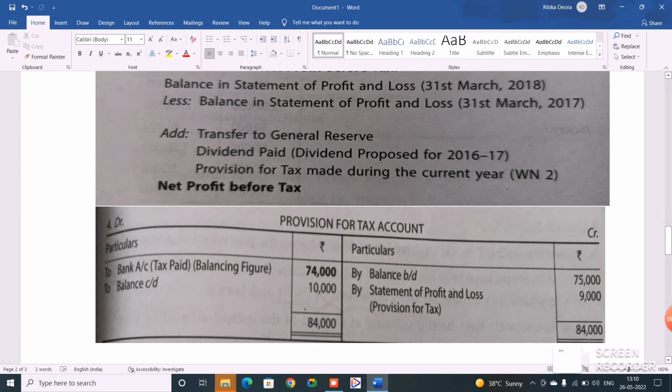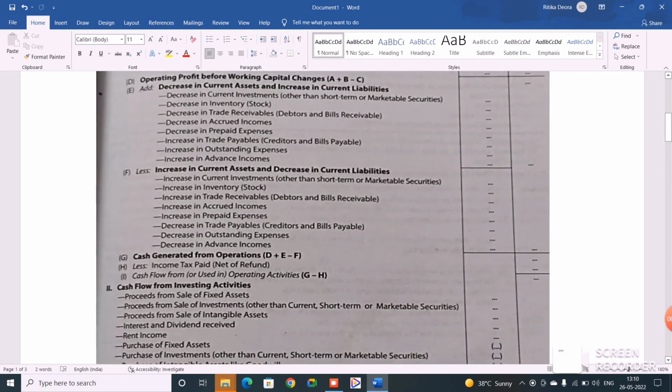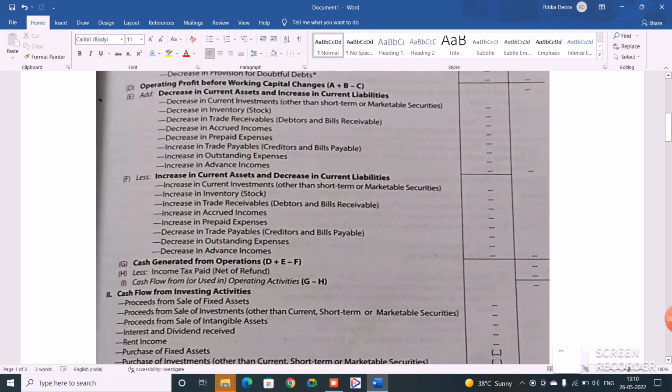And this amount, 9,000, which you can see here, the provision for tax created during the year, is added for calculating NPBT, what I told you in the very beginning, where we find the surplus, and then to the surplus we add dividend and this provision for tax made during the year, and transfer to general reserve and these things. So there you will add this amount, and this tax paid, you will subtract, as I told you, before finding the final cash flow from operating activities. So here you will subtract that amount of tax actually paid.